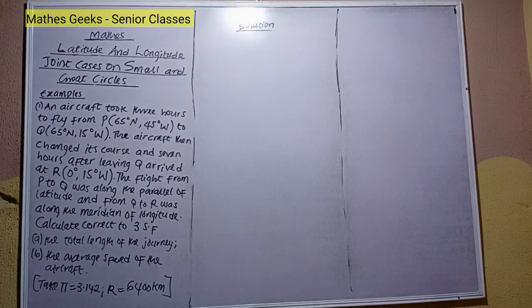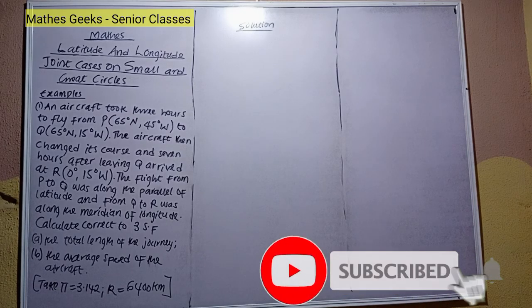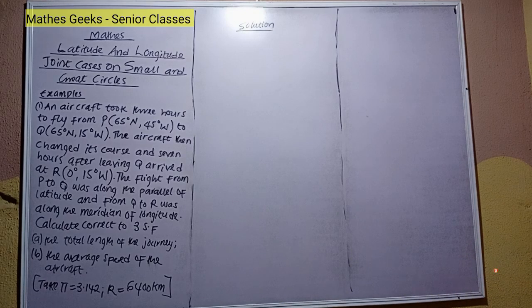An aircraft took 3 hours to fly from P, 65 degrees north, 45 degrees west, to Q, 65 degrees north, 15 degrees west. The aircraft then changed its course and 7 hours after leaving Q arrived at R, 0 degrees, 15 degrees west. The flight from P to Q was along the parallel of latitude, and from Q to R was along the meridian of longitude. Calculate correct to 3 significant figures: A, the total length of the journey, B, the average speed of the aircraft.